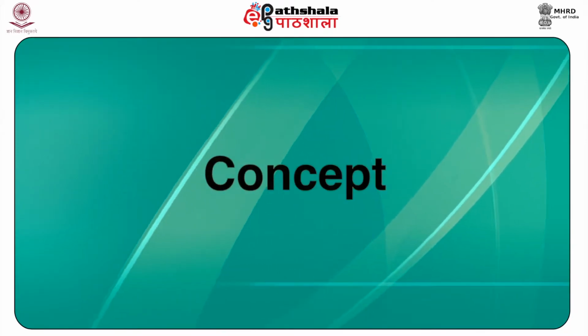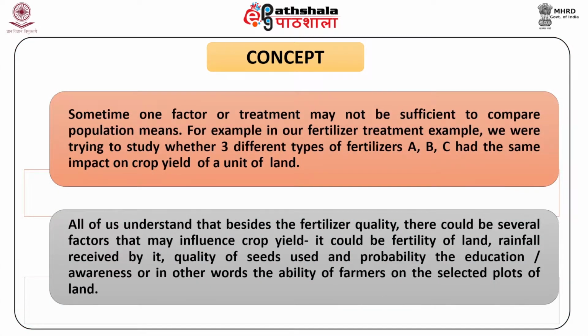So, what is two-way ANOVA? Let's begin with the concept of it. Sometimes one factor or treatment may not be sufficient to compare population means. For example, in our fertilizer treatment, we were trying to study whether three different types of fertilizers A, B and C had the same impact on crop yield of a unit of land. All of us understand that besides the fertilizer quality, there could be several factors that may influence crop yield. It could be fertility of land, rainfall received by it, quality of seeds used, and the education awareness, or in other words, the ability of farmers on the selected plots of land.